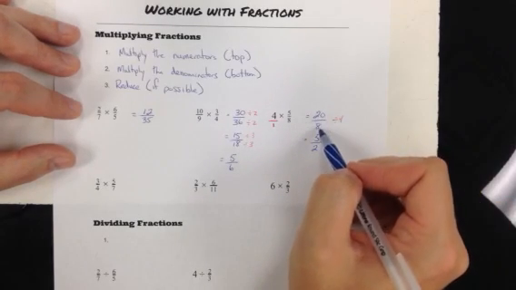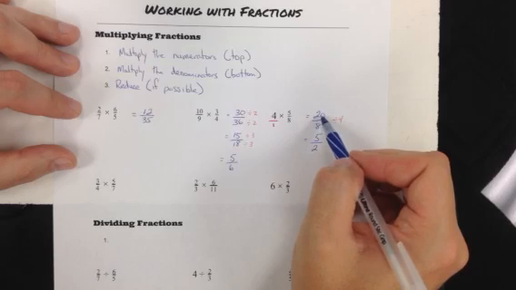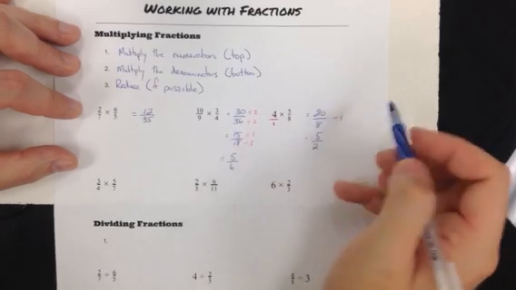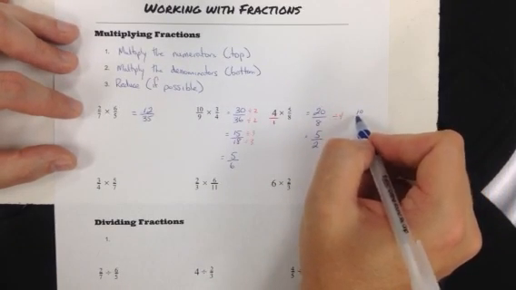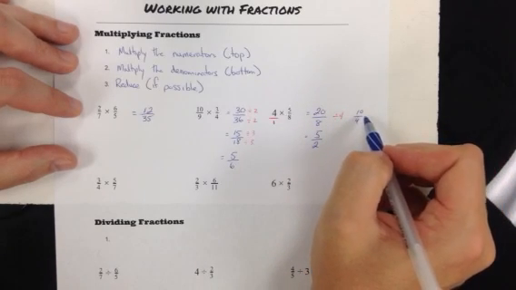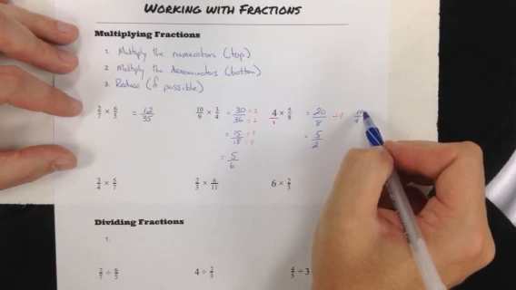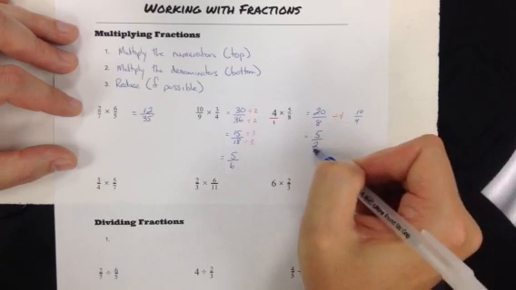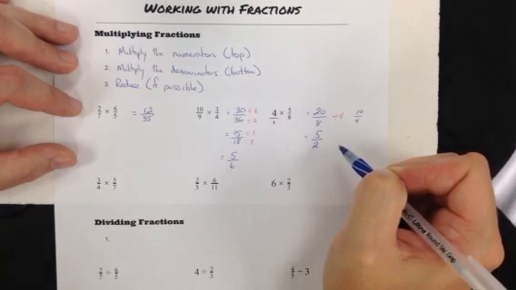Now you might try and divide this by 2 first, and that would work. 20 divided by 2 is 10. 8 divided by 2 is 4. So you could end up with 10 over 4. But then we have to recognize that we can actually divide by 2 again. 10 divided by 2 is 5. 4 divided by 2 is 2.